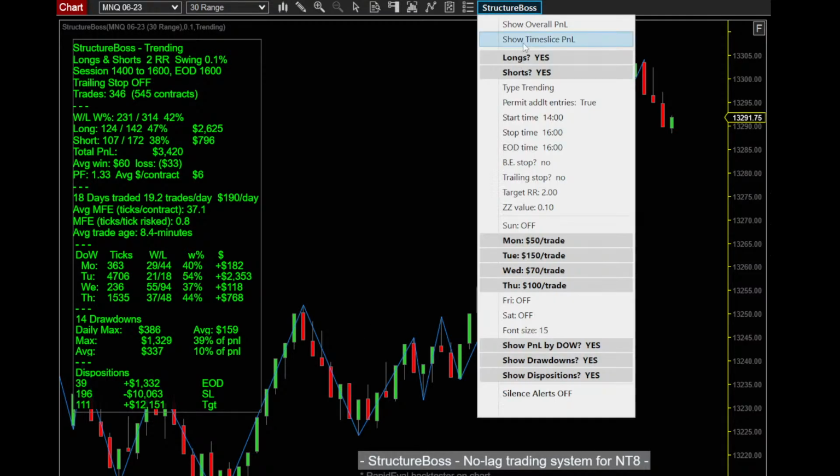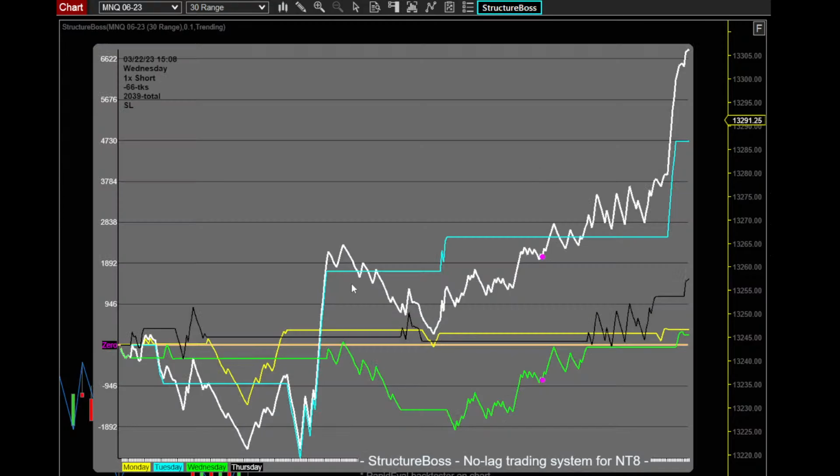Let's take a look at our P&L here. So we get some bumpy roads. Wednesdays are something we might want to consider yanking, but other than that, we have some good numbers, some solid numbers here on Tuesday.